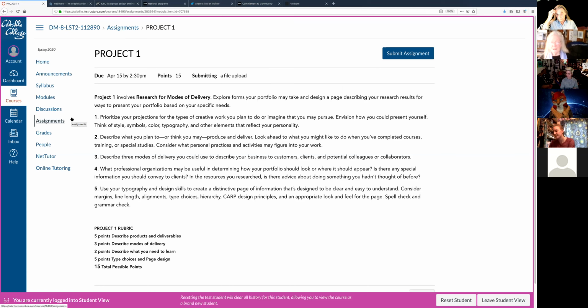So describe 3 modes of delivery you could use to, there are too many describes in that sentence. I'll have to fix that.